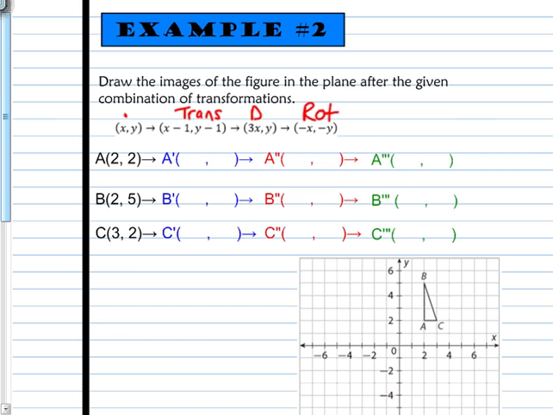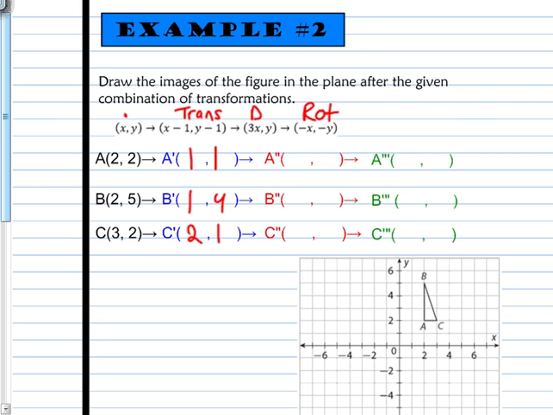So again, we're going to be performing 3 transformations in the plane after we find the points. First of all, we have A, B, and C. A is 2, 2. We need to apply the transformation. So I want you to go ahead and just fill in just the A prime, B prime, and C prime, just the transformation points.